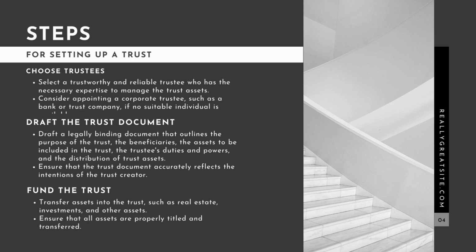Then you draft the trust documents. So you will draft a legally binding document that outlines the purpose of the trust, the beneficiaries, the assets to be included in the trust, the trustee's duties and powers, and the distribution of the trust assets. So basically, you're putting limitations on each party's role as well as what the assets can be used for and what assets can be put in there. So it's a good document to have.